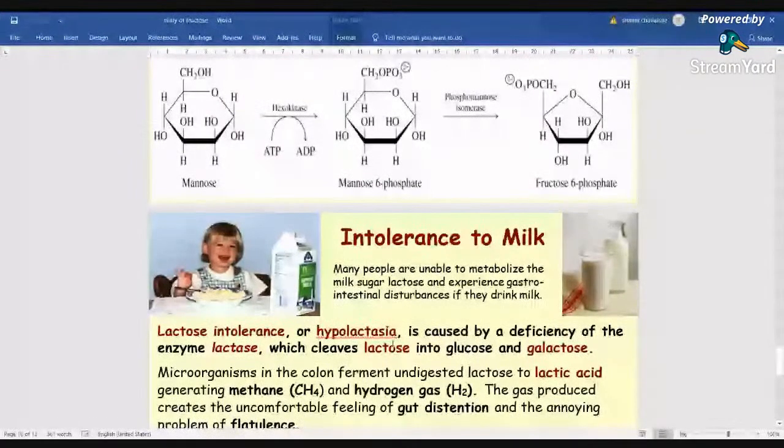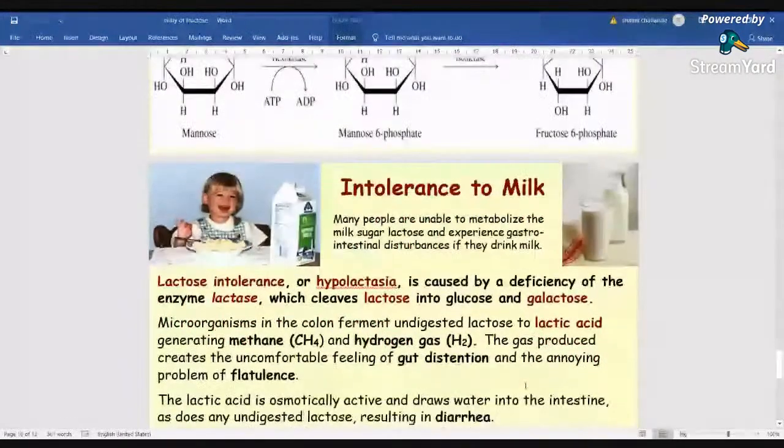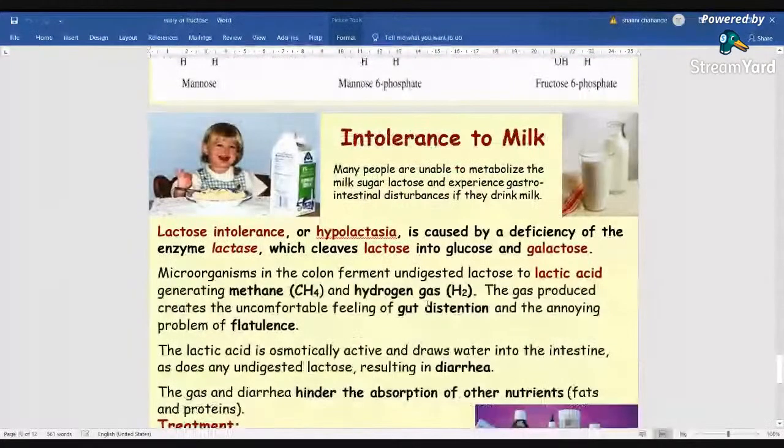This is caused by deficiency of the enzyme lactase. This lactase cleaves lactose into glucose and galactose. Microorganisms in the colon ferment undigested lactose to lactic acid, and lactic acid is very dangerous. This lactic acid generates methane and hydrogen gas. The gas produced creates an uncomfortable feeling of gut distension and the annoying problem of flatulence. What happens here? The stomach of the small baby becomes very large. That is called flatulence.